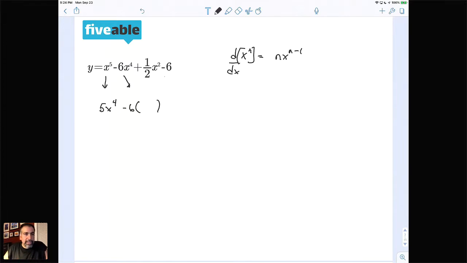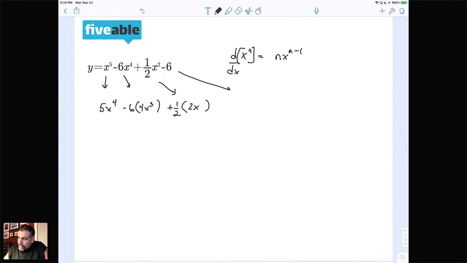I'm going to give that negative 6 the free ride, and now the question is, what's the derivative of x to the fourth? That matches my x to the n perfectly again. So I've got 4x cubed here. When it comes time to take the derivative of the 1/2 x squared, that positive 1/2 is a constant factor. I will give that a free ride. And now I've got to take the derivative of x squared. Again, that's x to the n exactly. So the derivative of x squared is 2x.